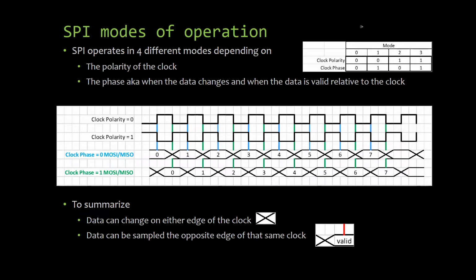the clock polarity is what edge it is, a rising or falling edge clock? So clock polarity 0 is a rising edge startup clock, and clock polarity 1 is a falling edge startup clock. Then clock phase just tells you at what point the data is valid and at what point the data is allowed to change. So if it's phase 0, it's sampling off the leading edge of the clock, and if it's phase 1, it's sampling off the trailing edge of the clock.